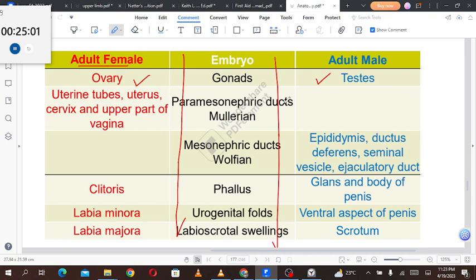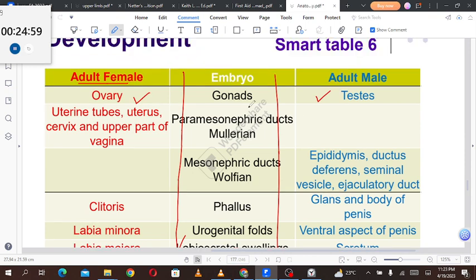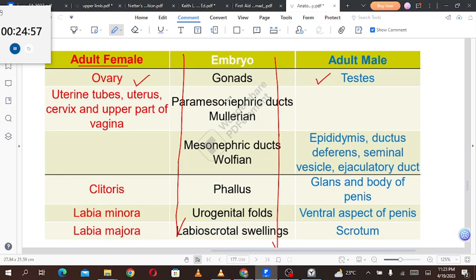The paramesonephric ducts, or the Müllerian ducts. When I was recording the series of the reproductive unit, I made a self-made mnemonic. Write females like that, with the ph.